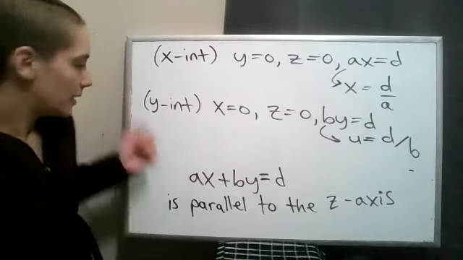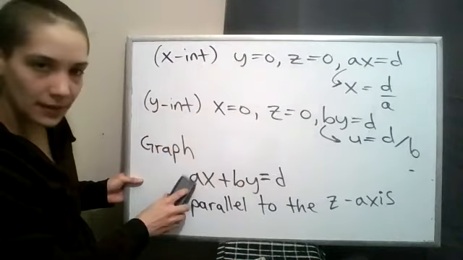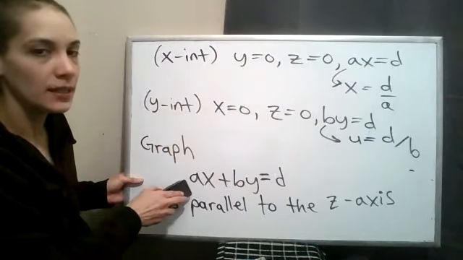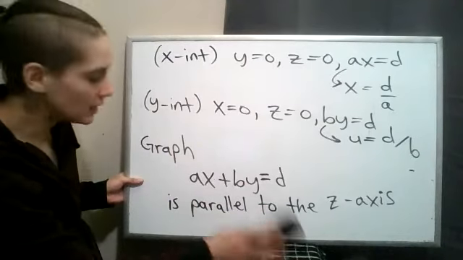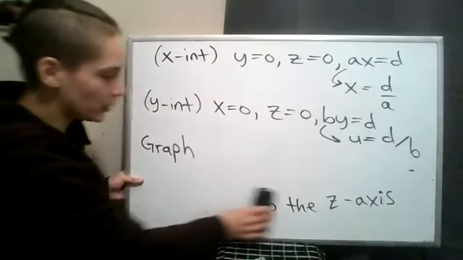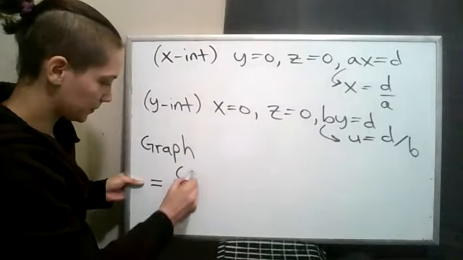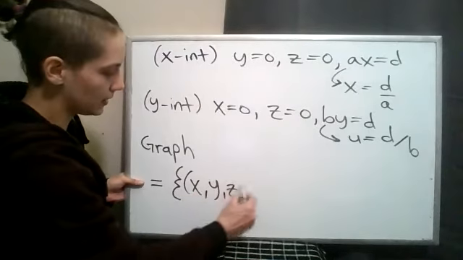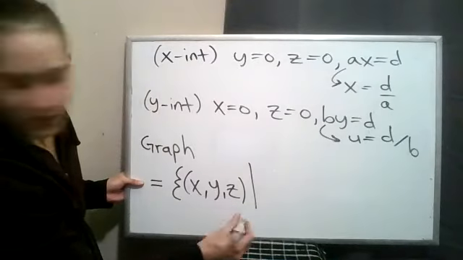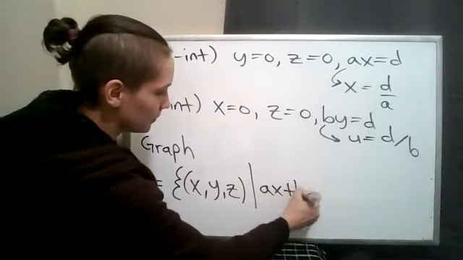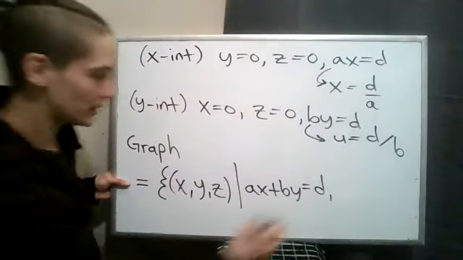All right, the graph. So we just have to have this rule in there, and we can let x be in there, y be in there, and z is any real number for that missing variable. We need x's, y's, and z's such that ax plus by equals d, and z is in the real numbers.